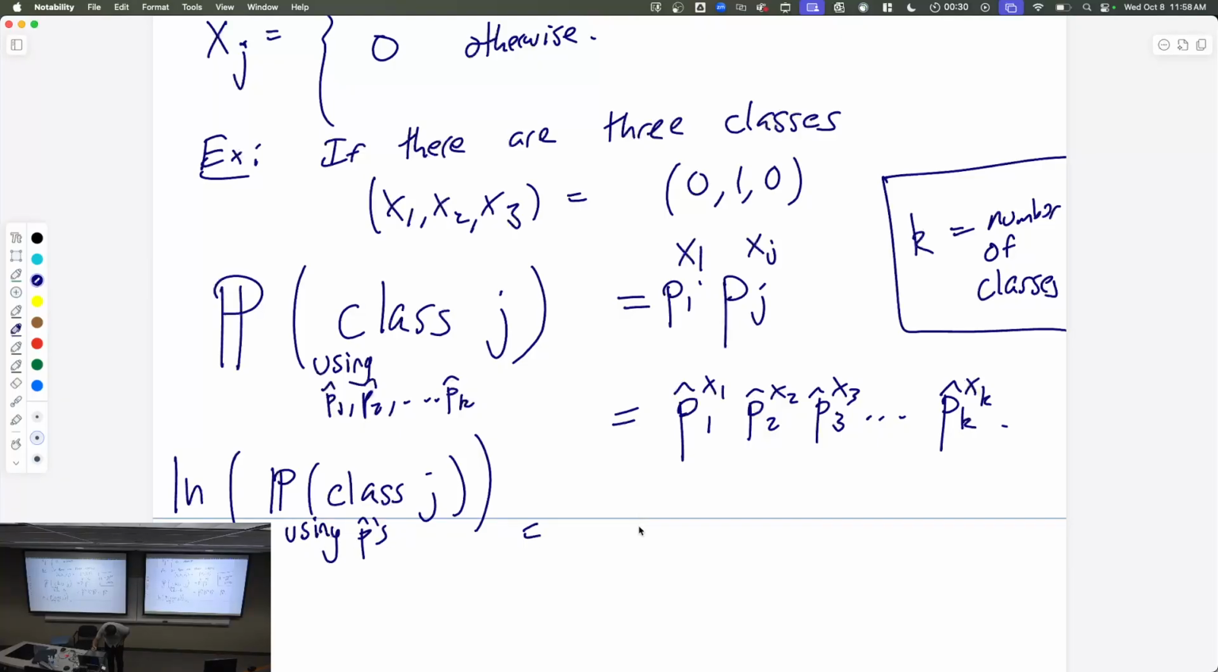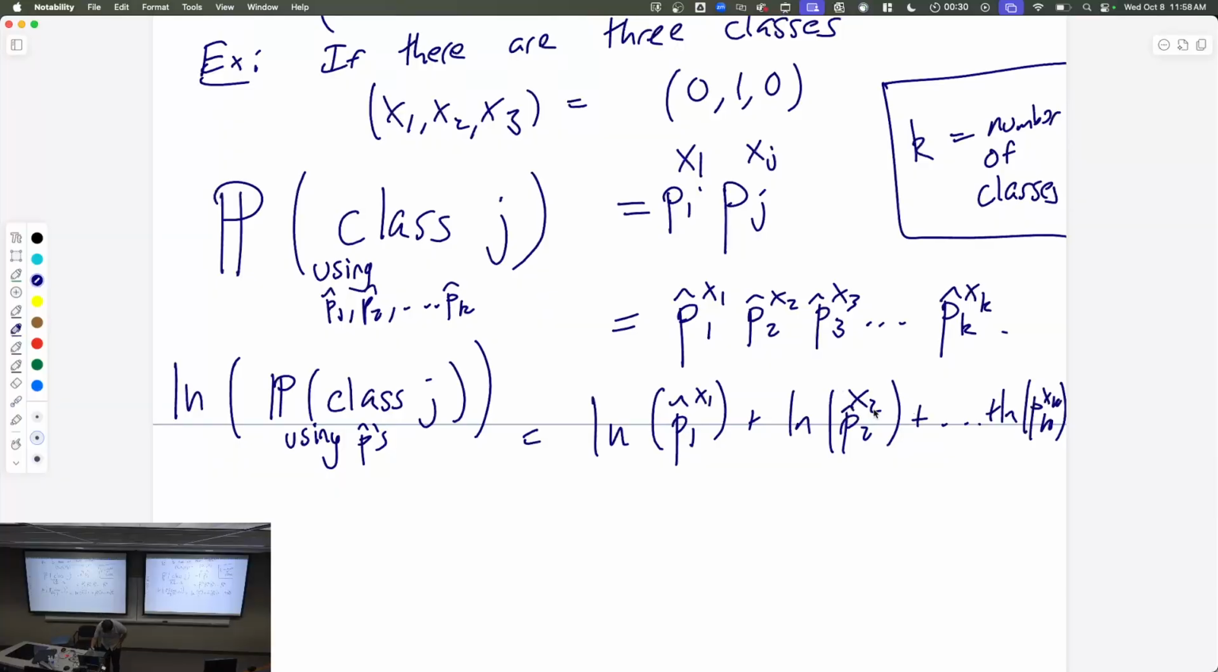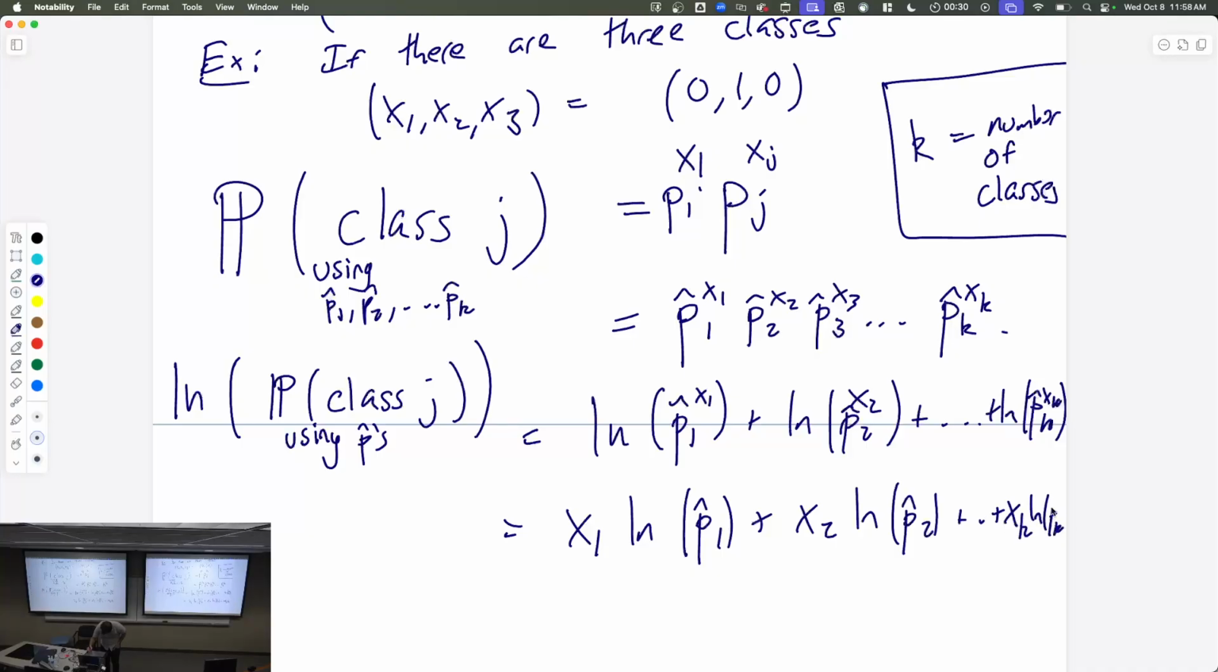And it's going to be a big sum. So you take the log of this whole big thing, and that becomes the sum of the logs. The log of P1 to the x1 plus the log of P2 to the x2 plus dot dot dot plus the log of pk to the xk. And now the exponent in the log jumps down as well. So this is x1 times the log of p hat 1 plus x2 times the log of p hat 2 plus dot dot dot plus xk times the log of p hat k.